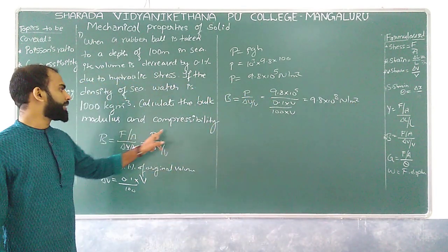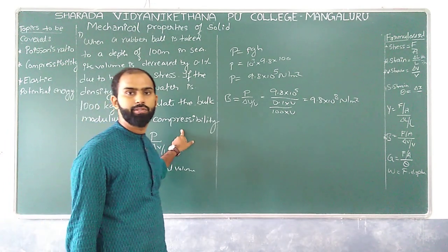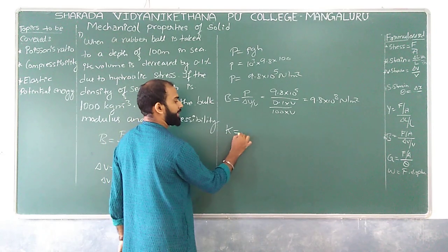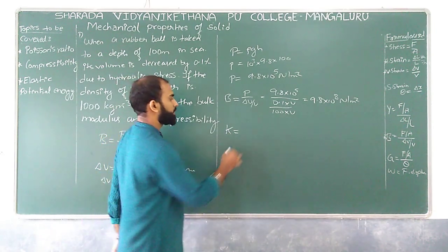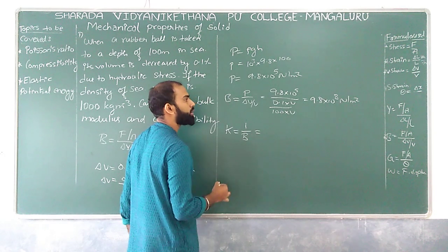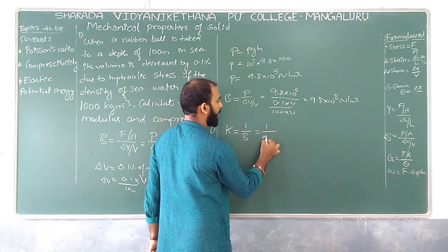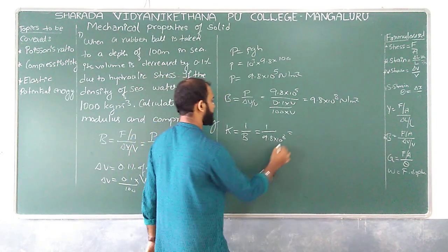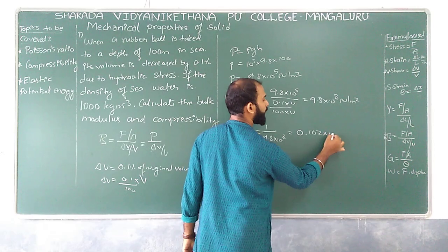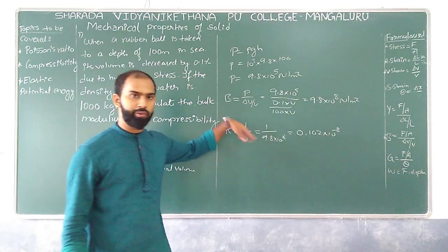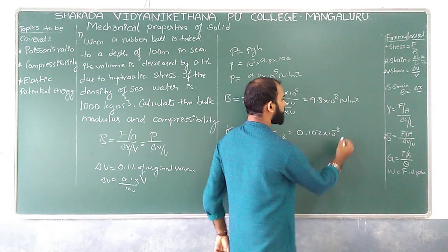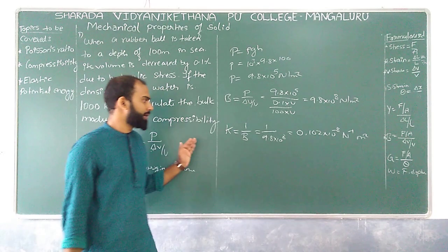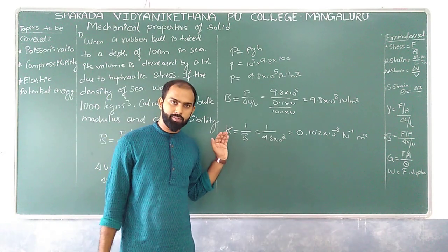And one more thing you are supposed to get, that is the compressibility. We know compressibility is the inverse of bulk modulus, right? So now compressibility K is equal to 1 by bulk modulus, which is 1 by 9.8 into 10 to the power 8, which is equal to 0.102 into 10 to the power minus 8. And the unit will be the inverse of this, that is meter square per Newton. And this is how exactly we get the compressibility.